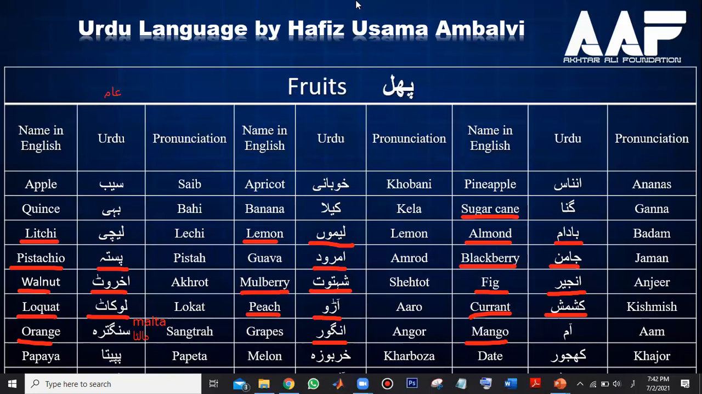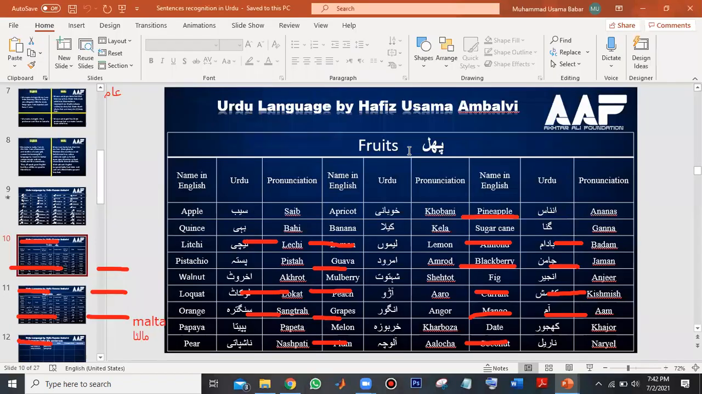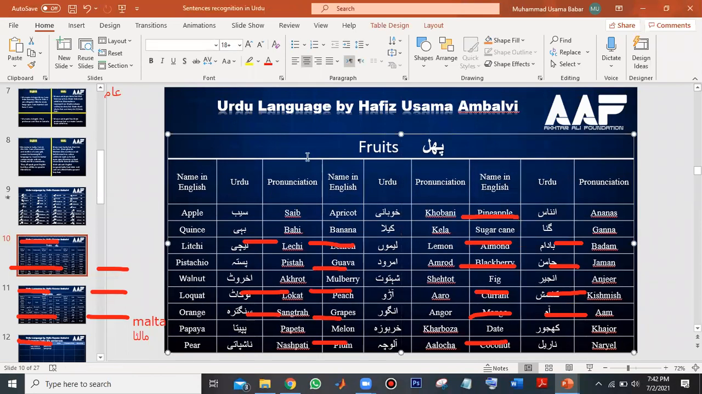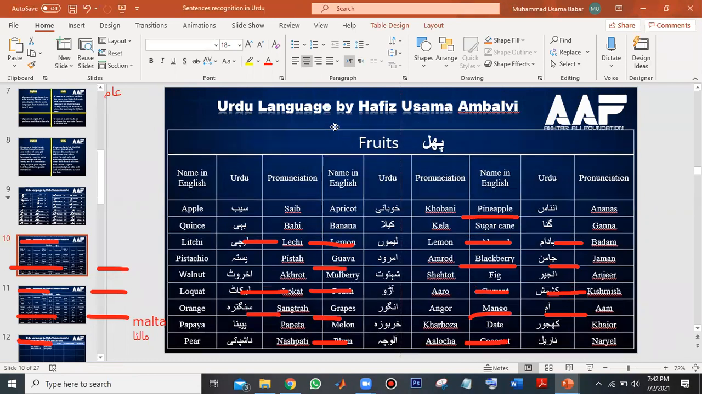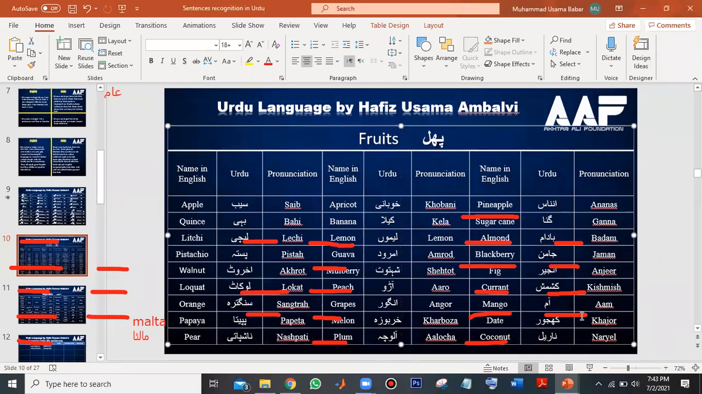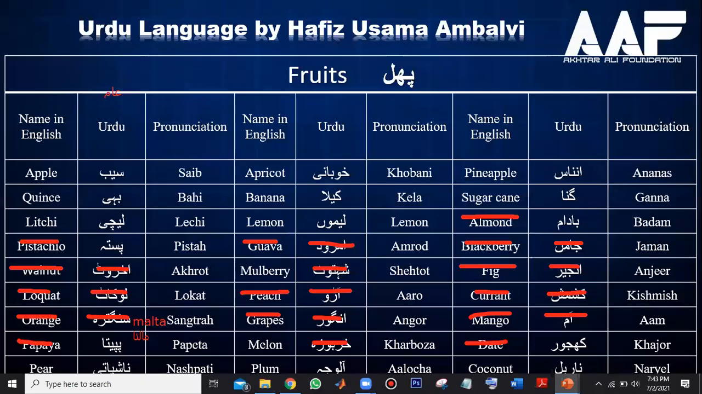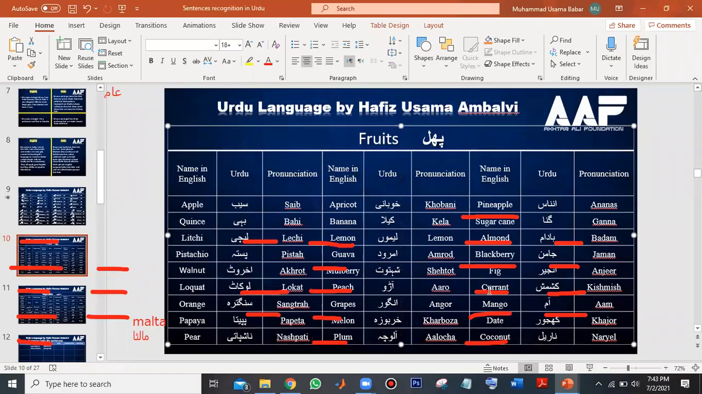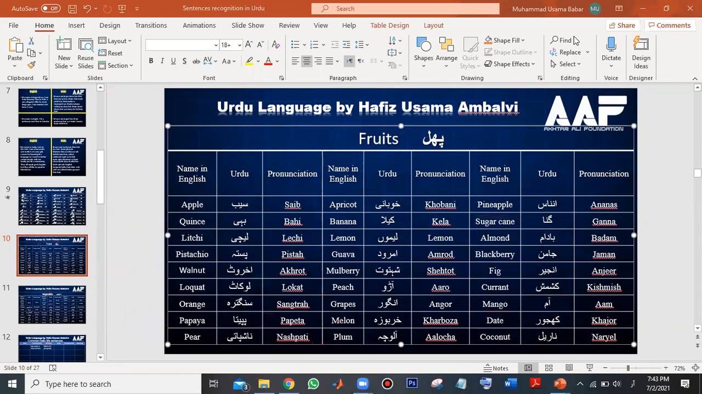Okay, you can't see the last line. Okay, then we have, this one is nashpati. Let me move somehow to the side. Okay. Nashpati for pear.